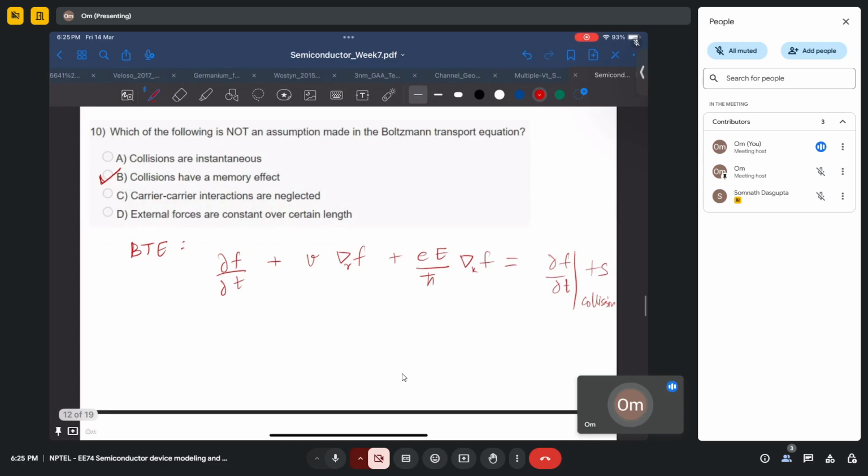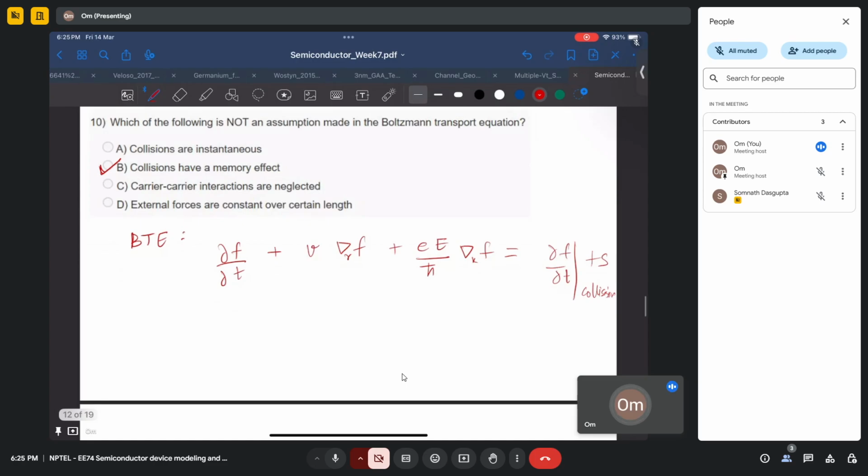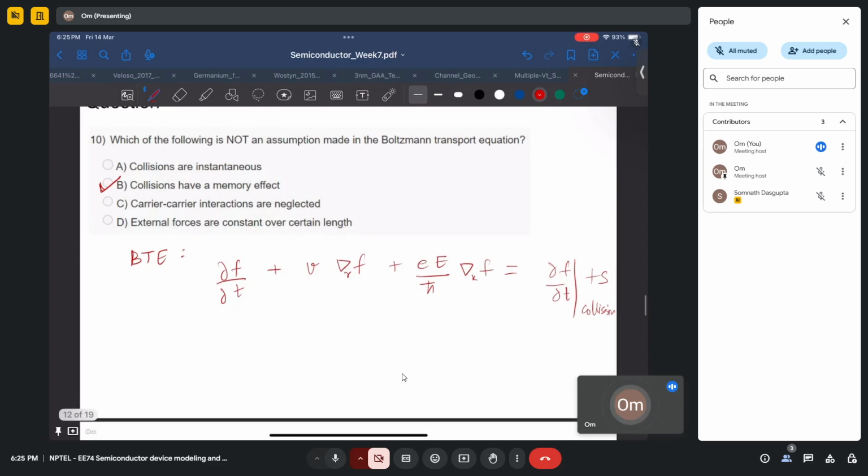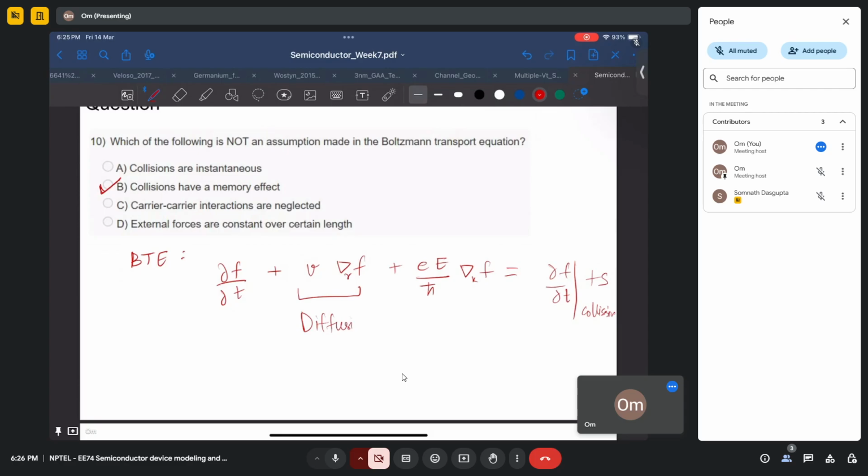So here are a few terms. This is our del f by del t. This is a distribution function that we are perturbing with time. This is the diffusion term, diffusion of particles, due to some gradient in the position of the particles. Then only particles will diffuse. And this is the drift of particles due to application of external electric field. Now on the right hand side, whatever is left is due to the collisions, the interaction of particles with the lattice or all the different kinds of scattering interactions.